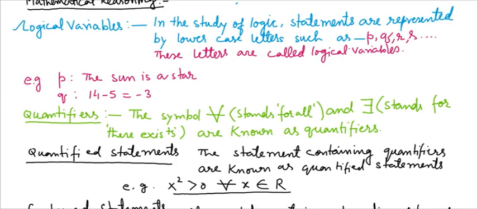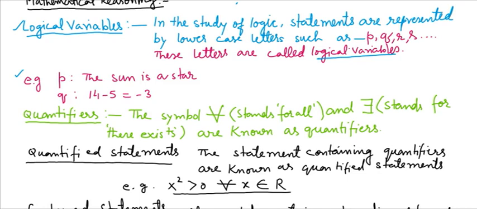logical variables. In the study of logic, statements are represented by lowercase letters such as small p, small q, small r, etc. These letters are called logical variables. For example, there is a statement, the sun is a star. It may be denoted by small p, such that p is the sun is a star.